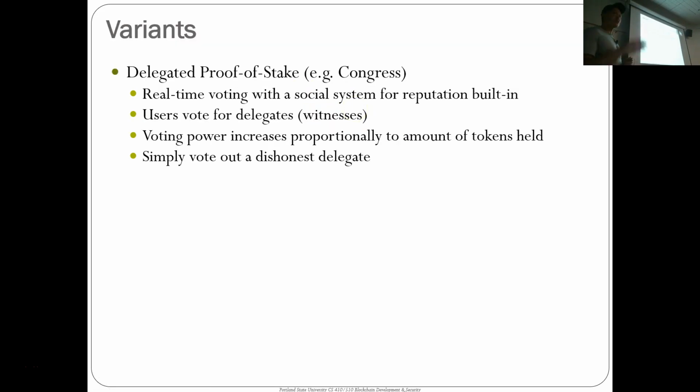There are some variants of this proof of stake idea. There's this delegated proof of stake, which acts basically like Congress. Like you take your coins and you vote for a delegate, and that's the delegate that is going to insert blocks on the blockchain on your behalf. You're going to vote for a delegate, and then the delegate is going to get randomly selected, is one of them.